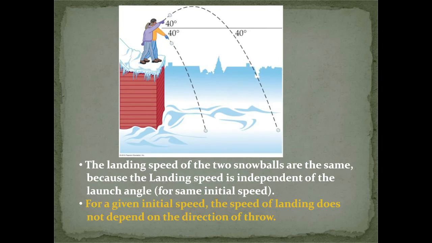Here's an interesting problem. The landing speed of these two snowballs, they're both thrown with an initial velocity at different angles here. One is thrown 40 degrees above the horizontal, one's thrown 40 degrees below the horizontal. And what's interesting is when you figure out the landing speed of the two snowballs, you find out that the landing speeds are, guess what? The same. So for a given initial speed, the speed of the landing does not depend on the direction of throw. That's sort of interesting. One of the homework problems, it's the snowball problem, you're actually asked to show that this is true. Later on, we'll do this in a simpler way.